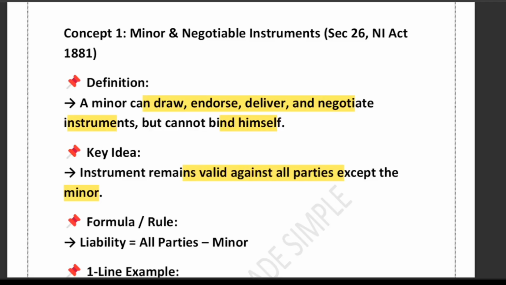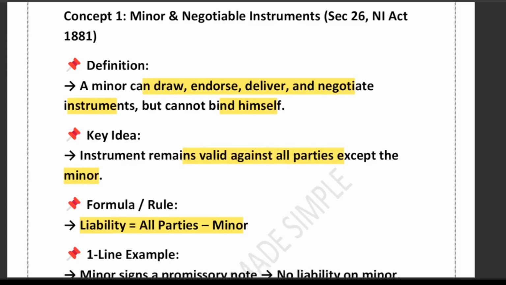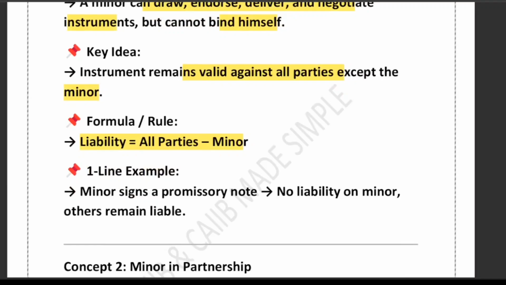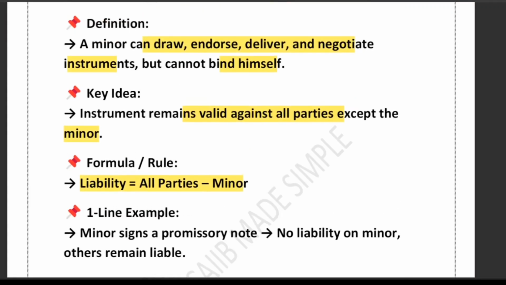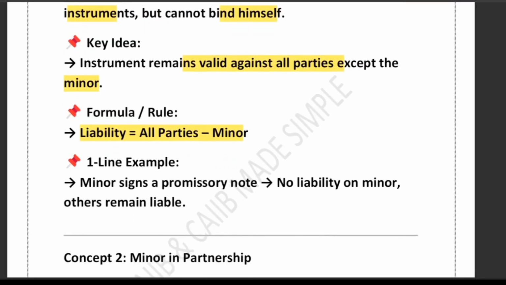So the formula is very simple. Liability means all the parties minus the minor. For example, if a minor signs a promissory note, there is no liability on the minor, but the others remain liable. That's the point. So a minor can draw, endorse, deliver, negotiate, but cannot bind himself.